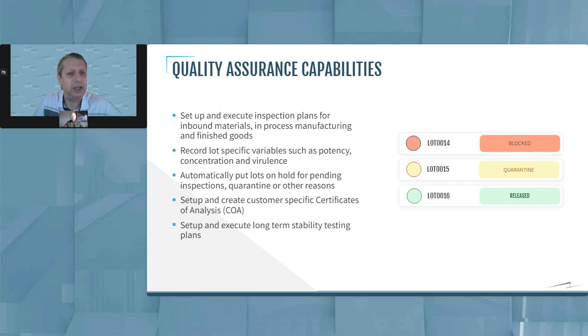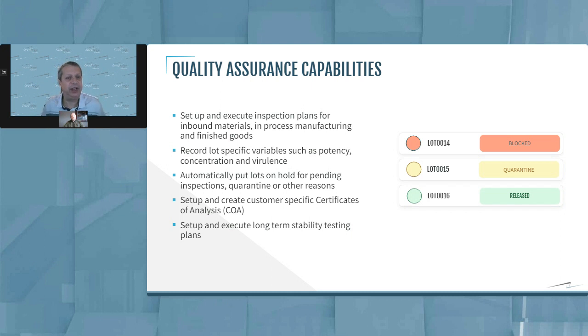As part of those inspection plans, one of the things that you can capture is lot-specific variables such as potency or concentration or virulence. What's really nice about having the quality module built into the Business Central core system is that we'll automatically put lots on hold if they fail an inspection, if when you receive them, they need to be inspected, if they need to be quarantined. All too often we see a quarantine section as just a corner in the warehouse, nothing controlled. When it's part of the system, you will not be able to select something that you're not supposed to select.